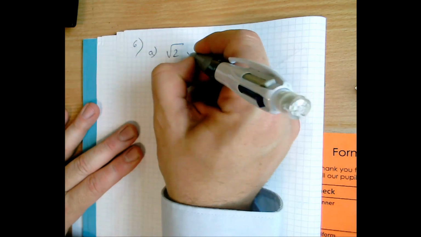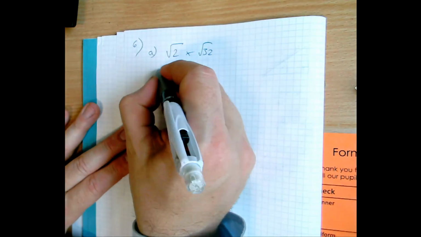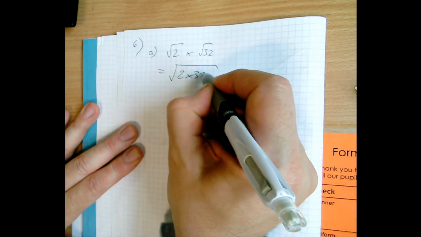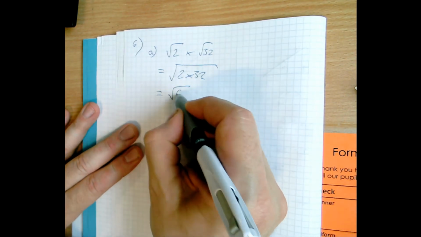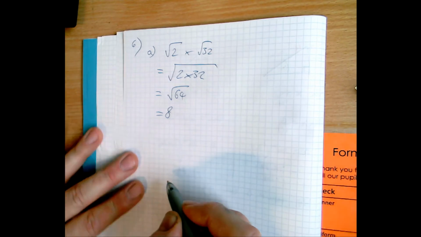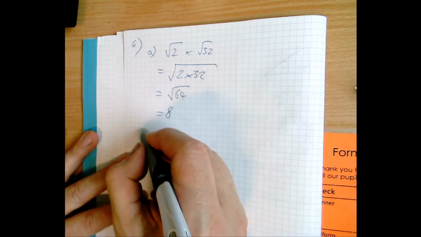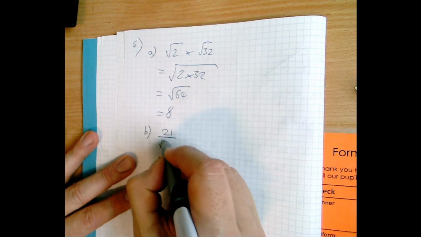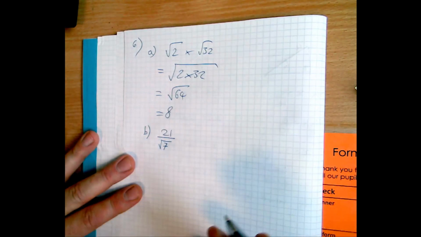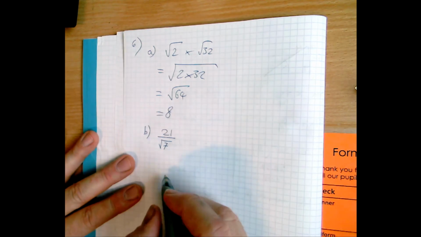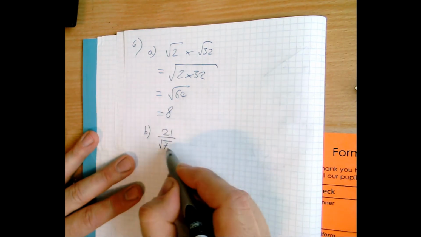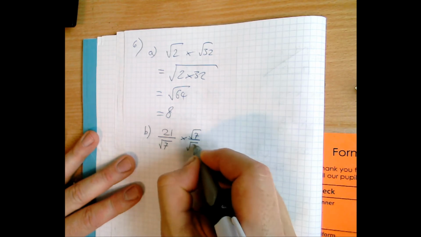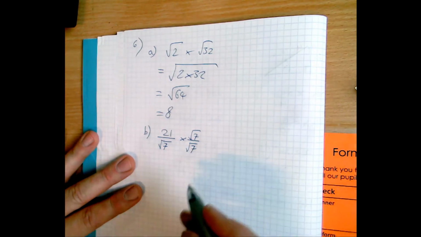Root 2 times root 32 can be written as one big square root. And of course that's root 64, which is nice. And then rationalise the denominator. That means make the denominator into not a surd, a rational number. So remember, a surd is irrational. I don't want to change the value of the fraction, I just want to write it differently. And if you multiply top and bottom by the same, it doesn't change the value.